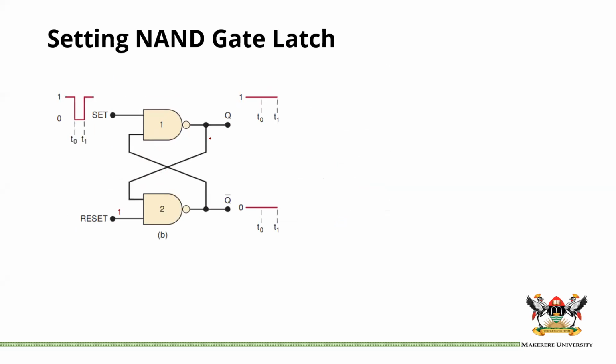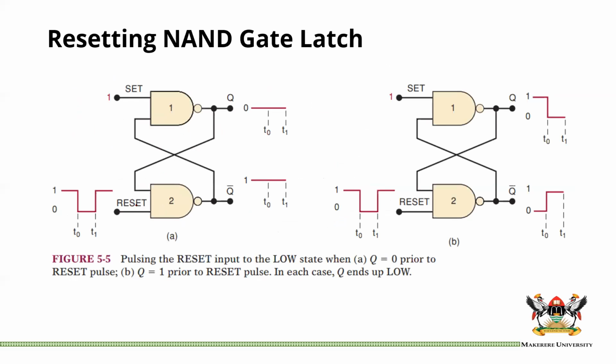And that is the same whether the Q was already set or not. If we want to reset, we keep set at 1, and we move the reset momentarily low. That actually makes the inverted output a 1 and the normal output is 0. And that means we have reset, or we have cleared the flip-flop. So that means really that these two inputs, set and reset, perform their functions when they go low. So we can actually say that they are active low.